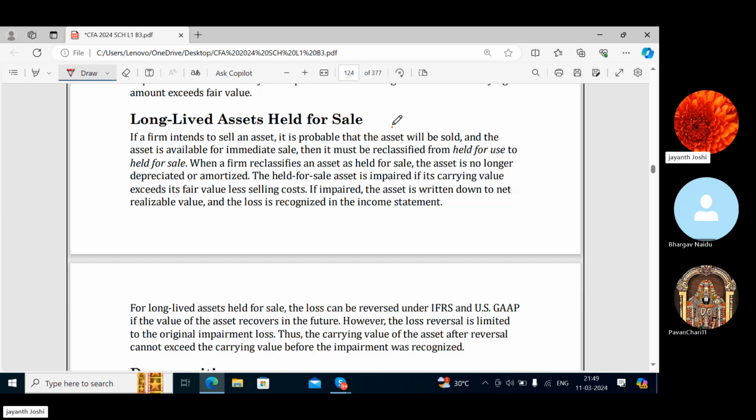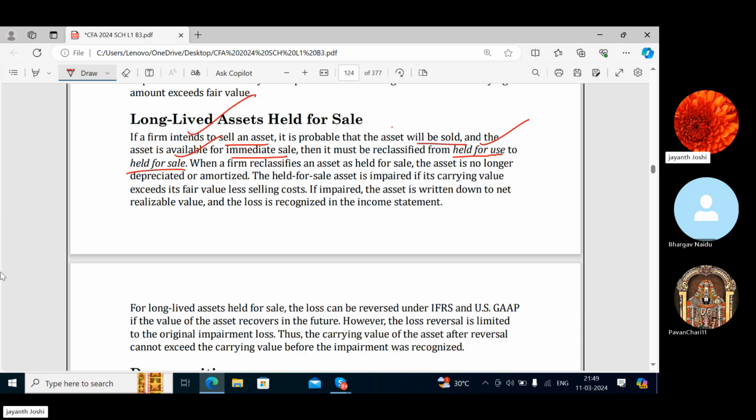And then recognizing losses so that taxes can be saved, or some agenda you may have. So if a firm intends to sell an asset, that means they have an intention to do that. It is probable that the asset will be sold. Yes, if I have an intention, I will definitely sell. And if the asset is available for immediate sale, then it must be reclassified from held for use to held for sale. You should change the classification of the asset now from use to sell.